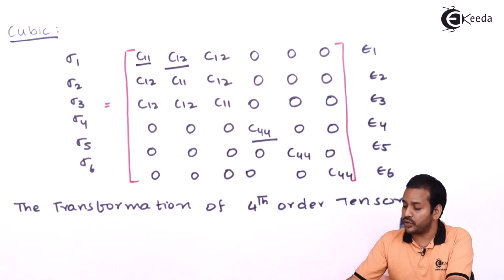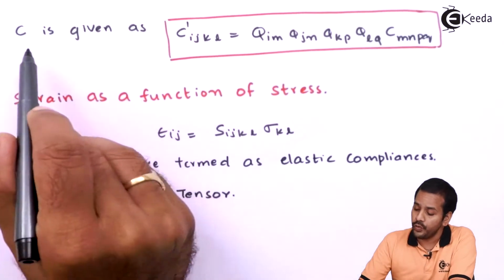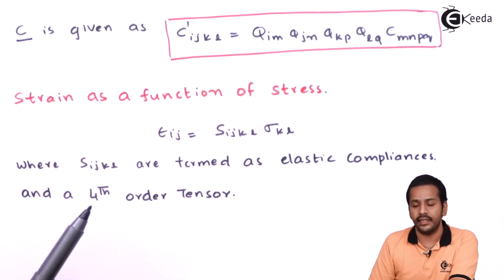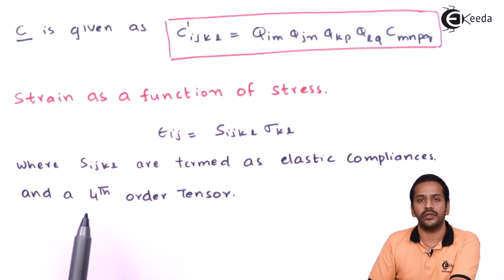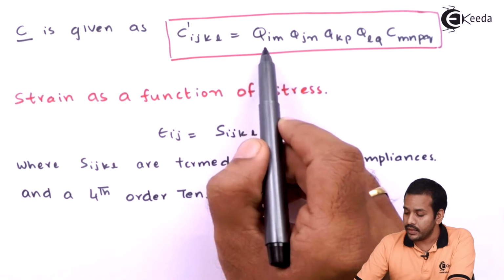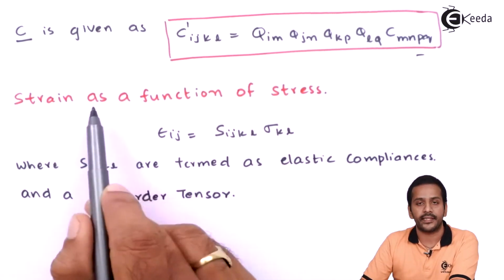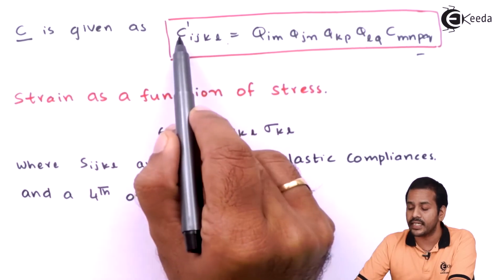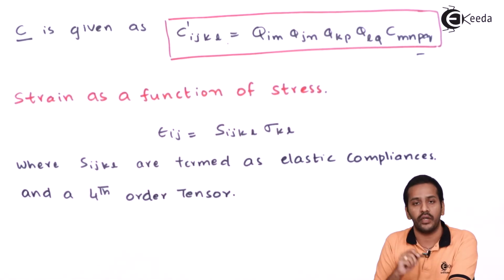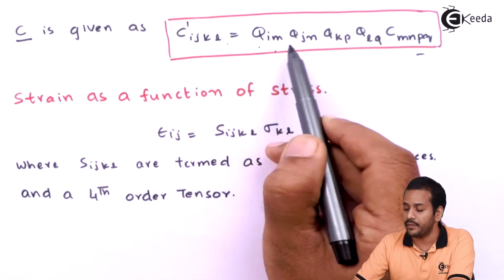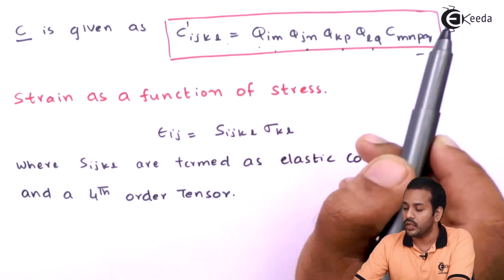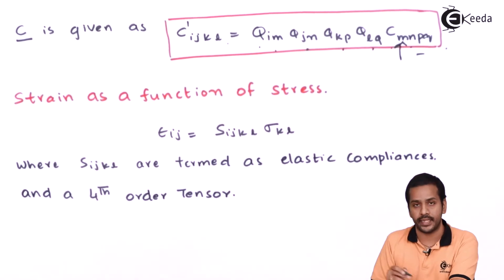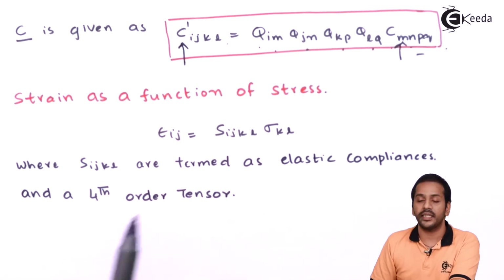So the transformation of the fourth order tensor, as I already told you, this C is a fourth order tensor. To qualify as a tensor, it has to satisfy this transformation rule. For a fourth order tensor, the transformation rule looks like this in the case of rotation. So it is C prime ijkl, that is your stiffness tensor in the primed coordinate system, represented as Q im, Q jn, Q kp, Q lq, C mnpq. This is your actual stiffness tensor in the unprimed system, and this is the stiffness tensor in the primed system.